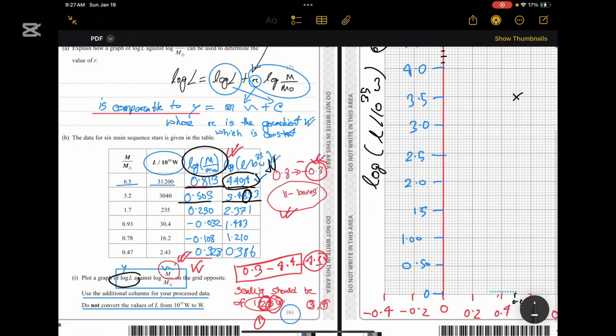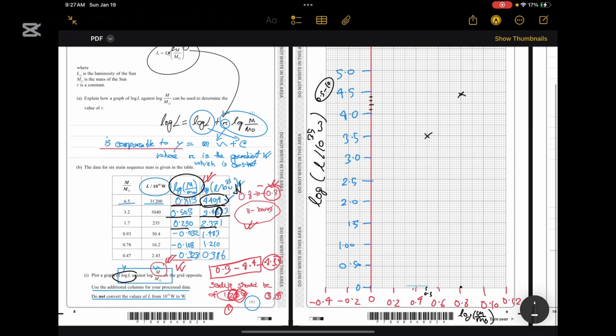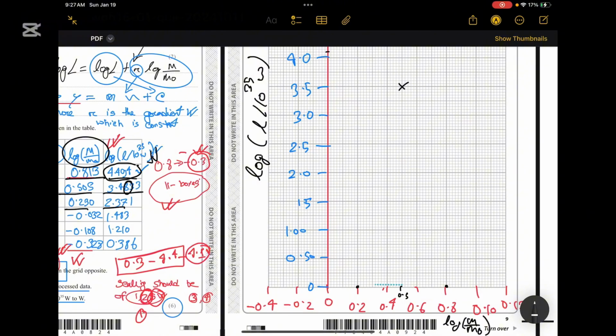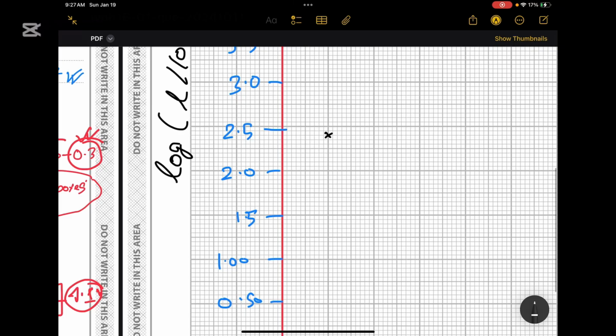Then it's 0.2 and 2.4. So we will take this as 2.4. 0.2 and 2.4. This is 0.2 and our 2.4 value is this one, right? If this is 2, this is 2.1, this is 2.2, this is 2.3 and this is 2.4.